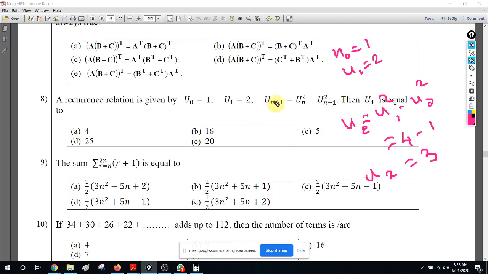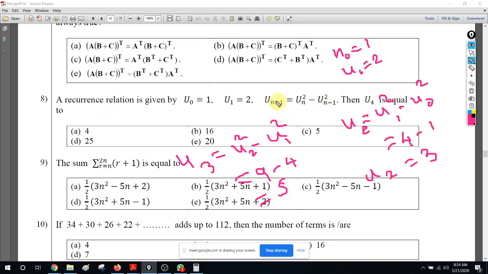Now let's put n equal 2 here. That is u3 = u2 squared minus u1 squared. Now we know u2 is 3, 3 squared is 9, minus u1, which is 2, 2 squared is 4. 9 minus 4 is 5. Now we have found u3, so the next step is to find u4.